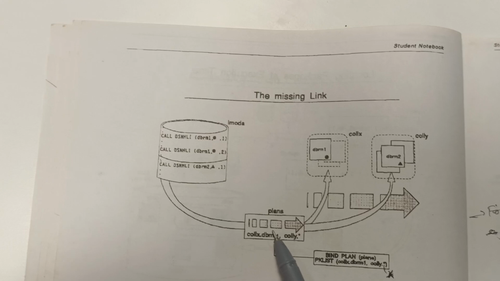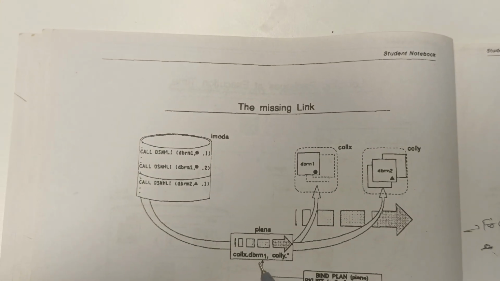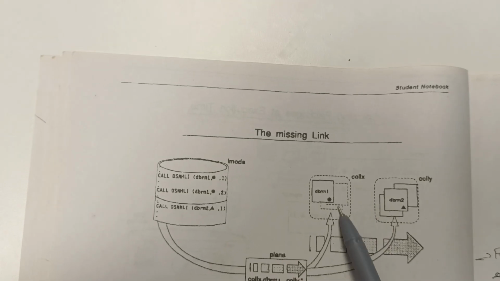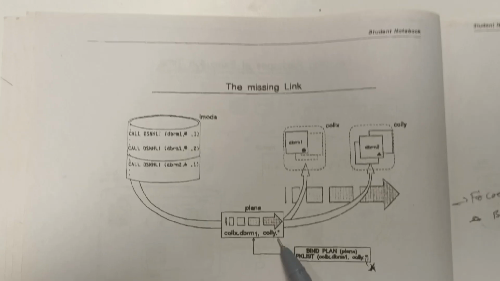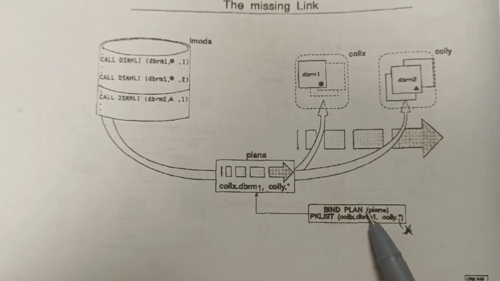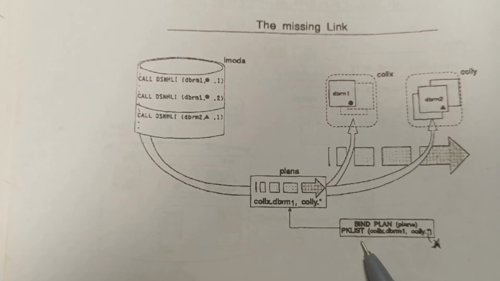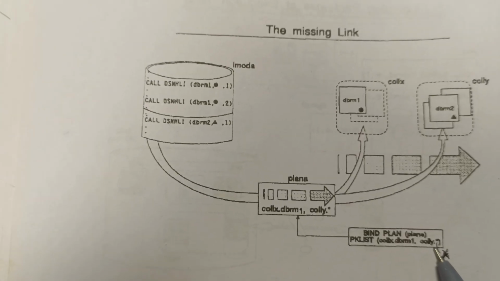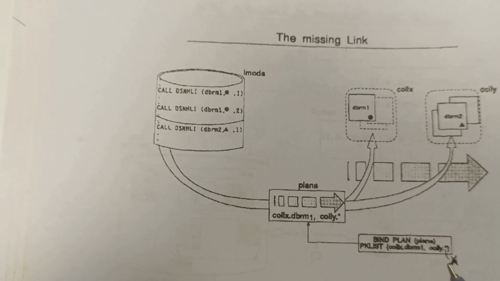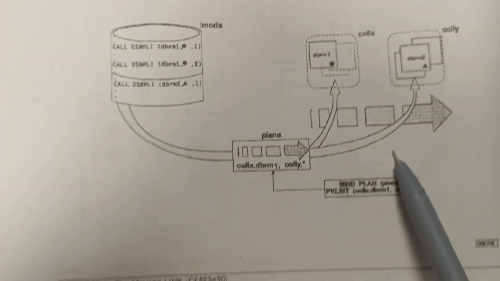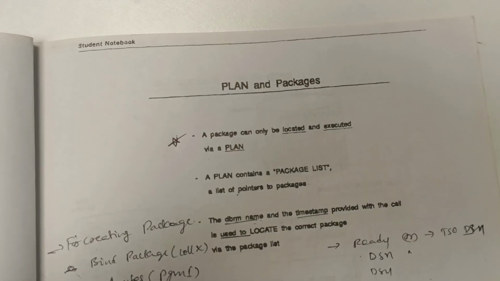For the plan, we can see this is the plan, with collection X and DBRM1. Once you give collection X and DBRM1, it will go directly into collection X. Similarly, when a collection is given with a star, it will go and pick collection 2. This is the syntax for the plan: bind plan, plan name, and package list, PKLIST, which is collection X dot DBRM name or collection Y dot star. Star means it will pick all DBRMs. Here I specifically mentioned the DBRM name, but in this collection I gave the star value, which means it will pick all values.